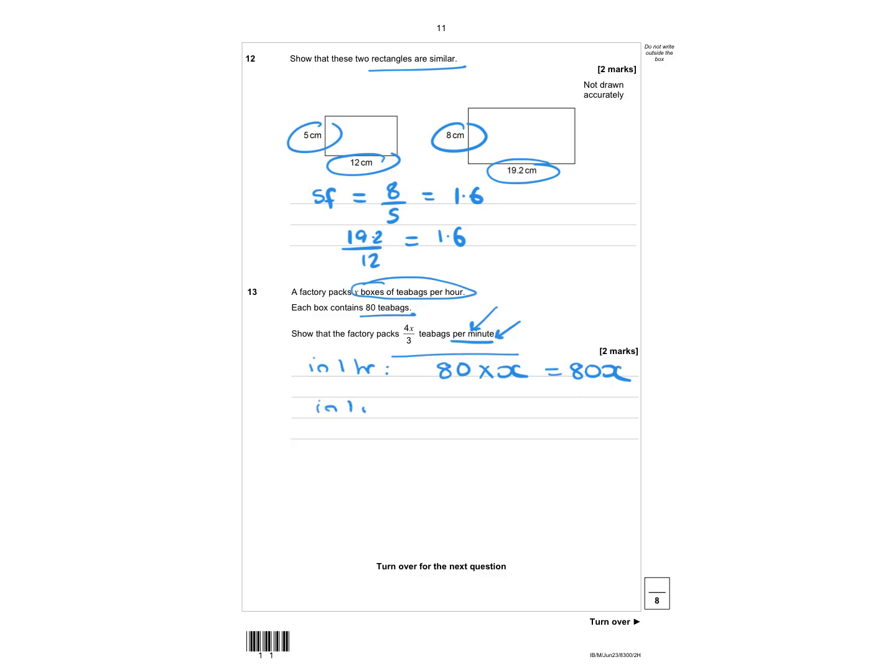So in 1 minute, if we want to work out how many tea bags are packed in a minute, it's 80x, the total number of tea bags in an hour, divided by 60 minutes. So you get the number of tea bags per minute. And then if you simplify 80x over 60, well, 80 and 60 both divide by 20, which gives you 4x over 3.